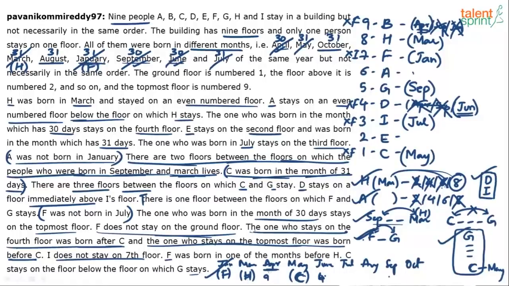Anything that we know about A? August or October, and this is also August or October. Is there a clue given there? A was not born in January, fine. C was born in the month of 31 days. Both are 31 days, by the way, now, August and October.